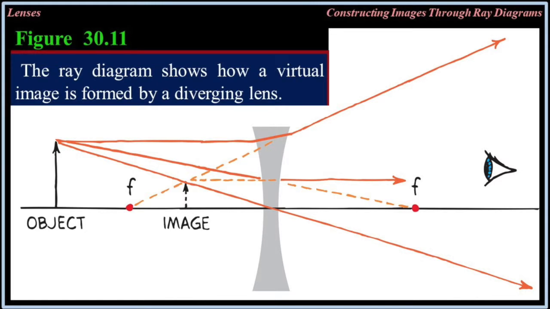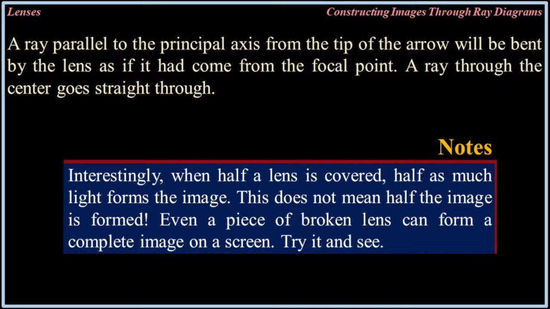A ray parallel to the principal axis from the tip of the arrow will be bent by the lens as if it had come from the focal point. A ray through the center goes straight through.